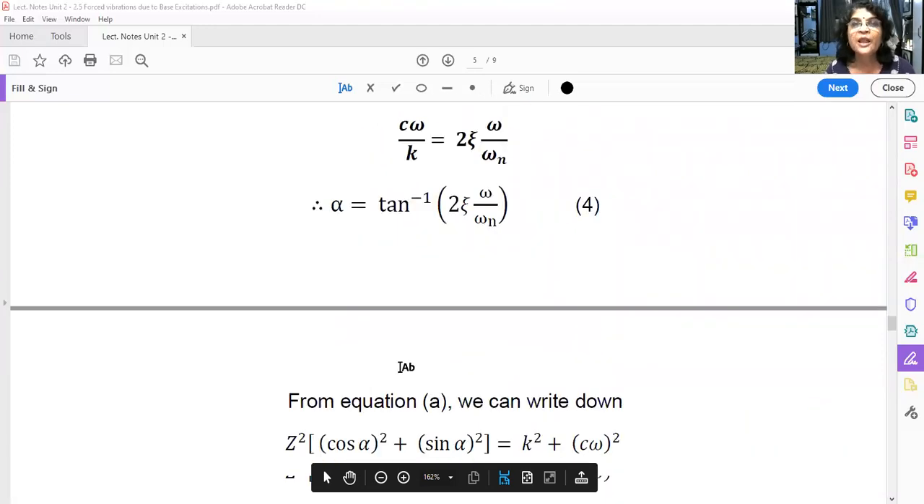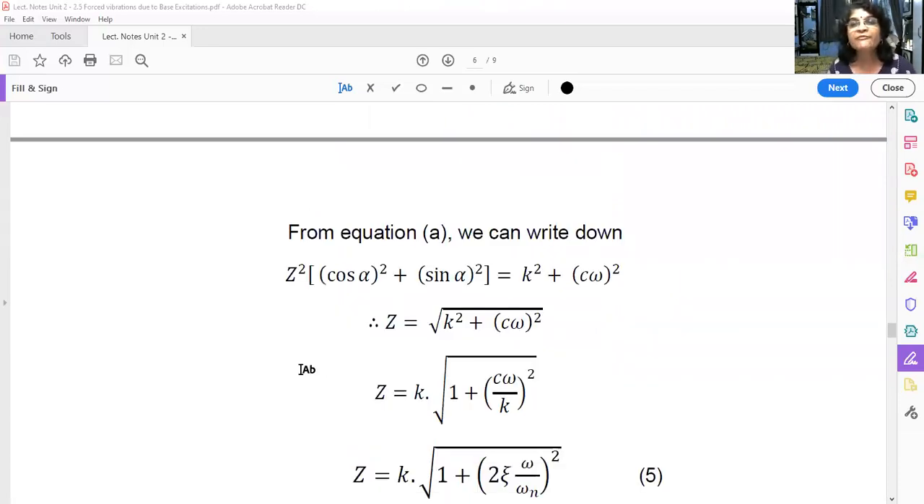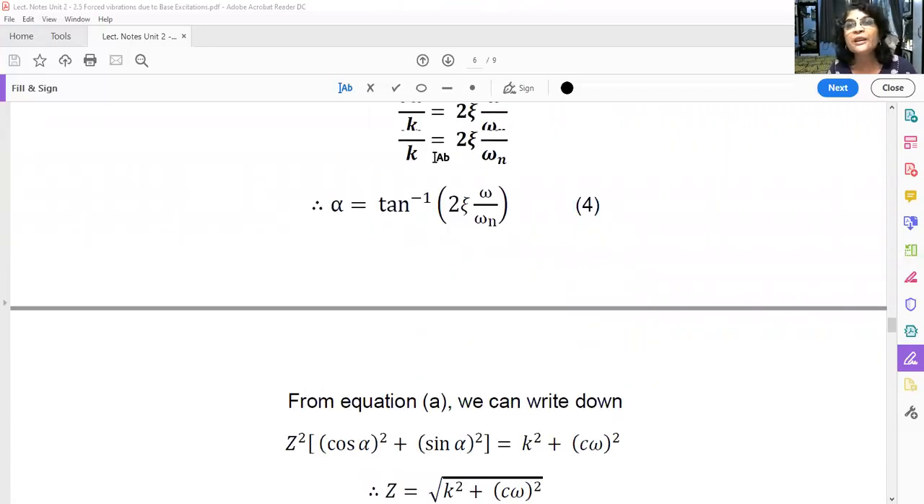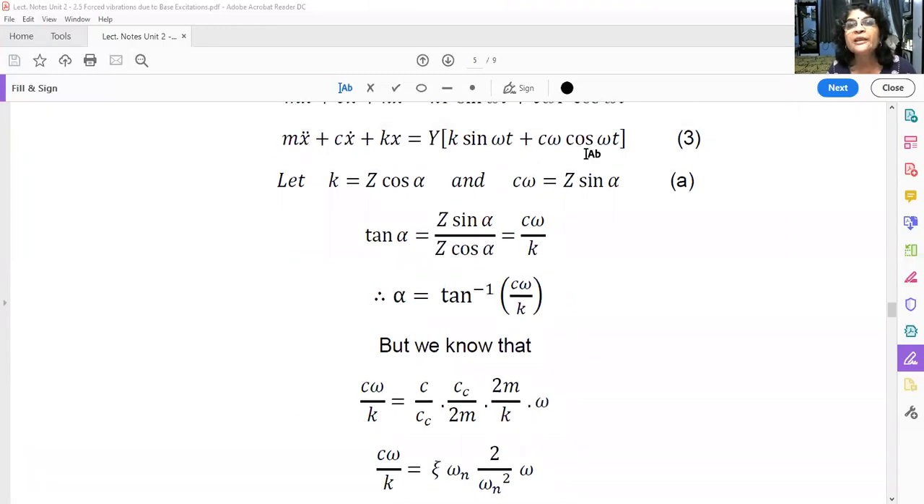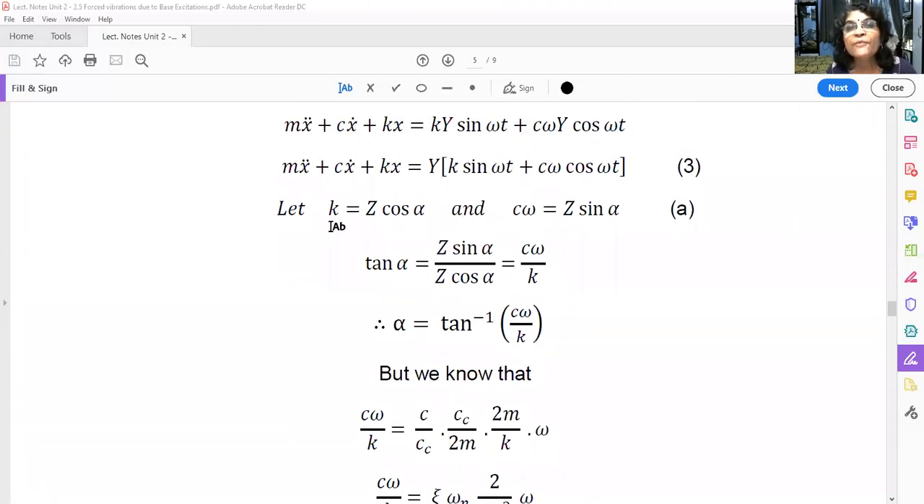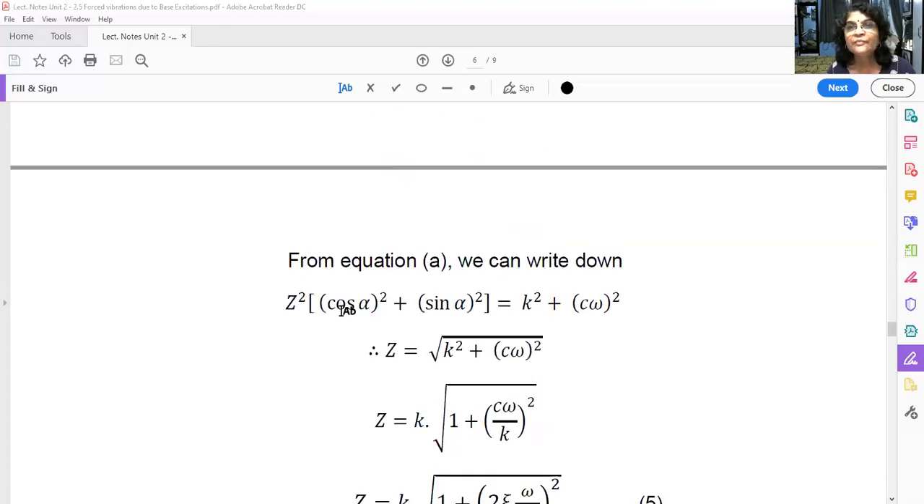Understood? Now from this equation, see, this is your equation 3. Here we are going to put the value of k and c omega into equation 3. So the left hand side will remain as it is: mx double dot plus cx dot plus kx is equal to y, which will also remain as it is. What's the value of k? Z cos alpha into sine omega t, plus what's the value of c omega? Z sine alpha into cos omega t. So the same is written here.